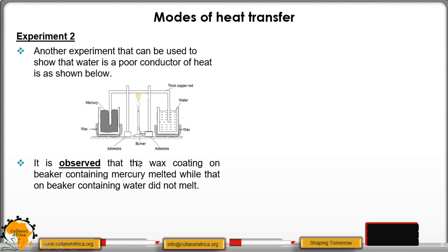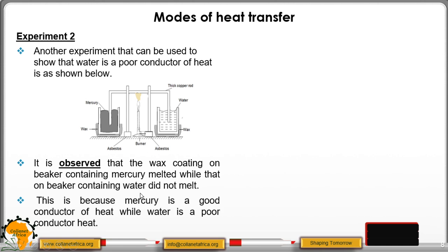So after some time, we find that the wax coating the beaker containing mercury melted, while that on the beaker containing water did not melt. This shows that mercury is a good conductor of heat, while water is a poor conductor of heat. Now, why are liquids poor conductors of heat? We need to answer that.